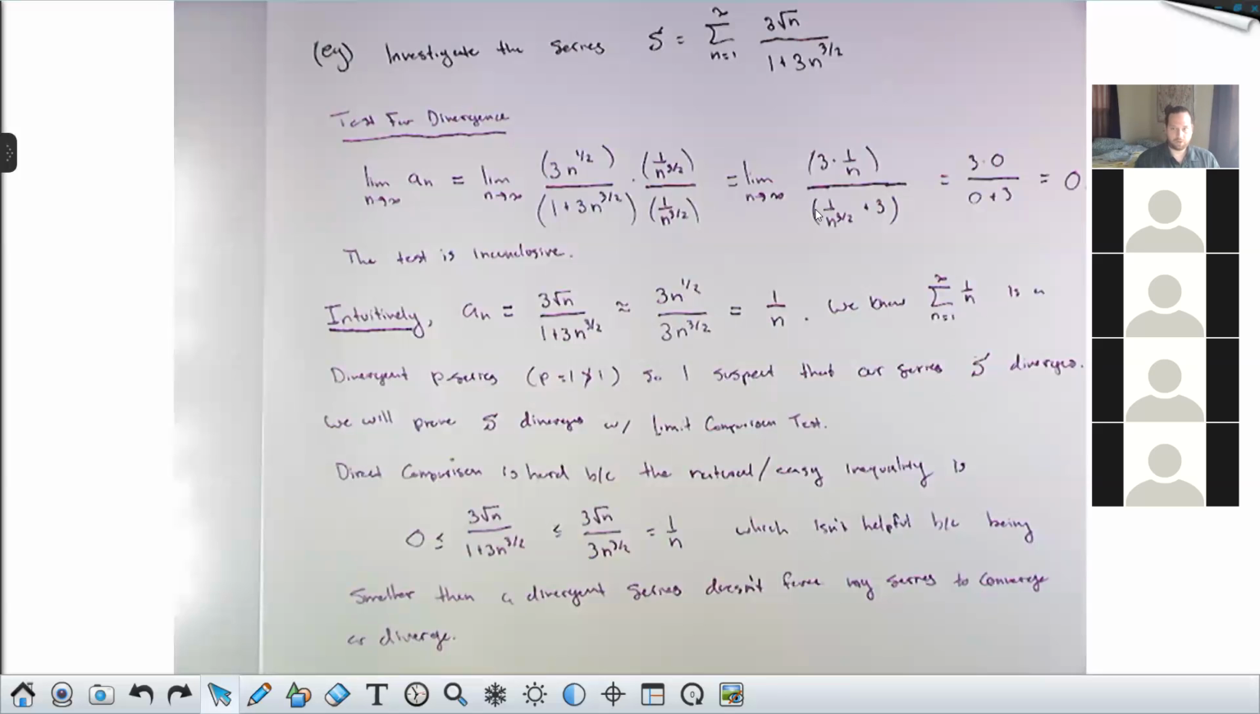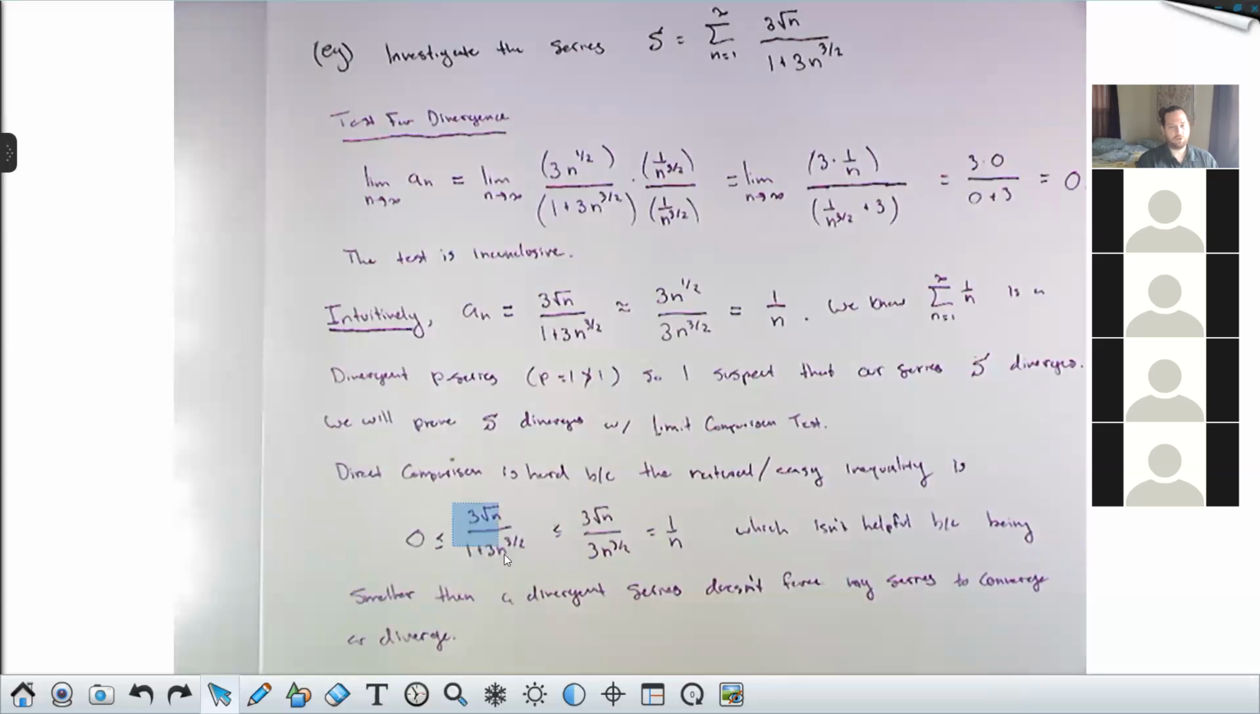So limit comparison is the right choice, like Richard said. And the reason limit comparison is the right choice is because the easy-to-come-up-with inequality here points the wrong way. If my guy was bigger than 1 over n, if this inequality went the other way, then I'd be set. I'd say, okay, I'm bigger than the harmonic series. The harmonic series diverges, so my series diverges. But that's not what we get.